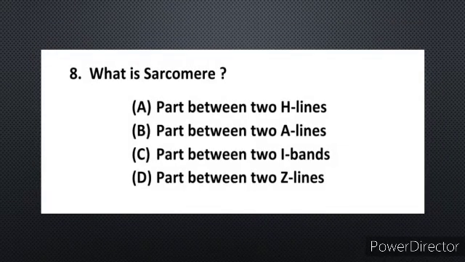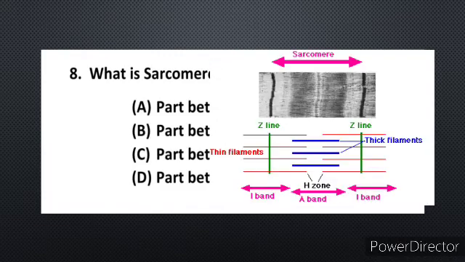Your eighth question is what is sarcomere? The answer is the fourth option, part between two Z lines. Sarcomere is the region between two Z lines. What are these Z lines, A bands, I bands and all? Sarcomere is the basic contractile unit of the muscle fiber. In your muscle fiber, there is an alternating arrangement of dark and light bands.